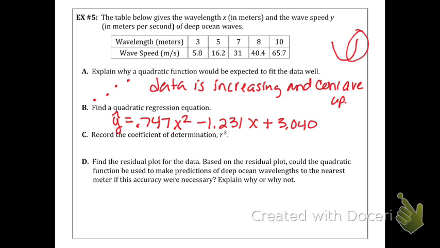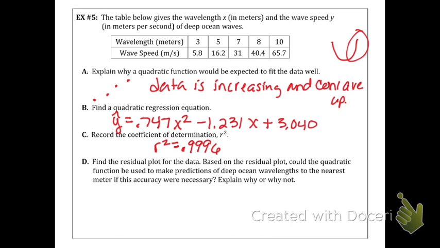I did not turn my diagnostics on, so I have to go in and do that. So second 0, D. I'm going to scroll down to diagnostics on. Hit enter to choose it, enter to turn it on, and then I'm just going to go back and run that regression again. And so I can see that my r squared then is 0.9996. So it's really close to 1, so that's good.